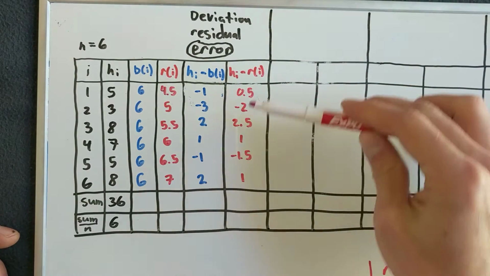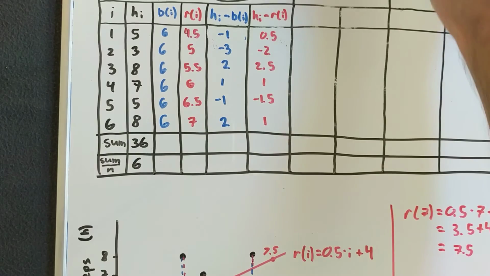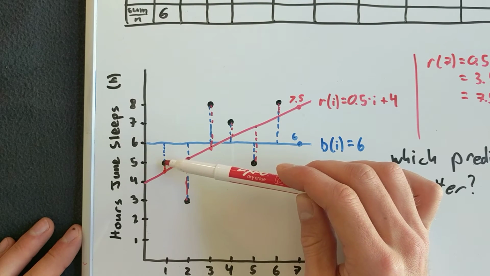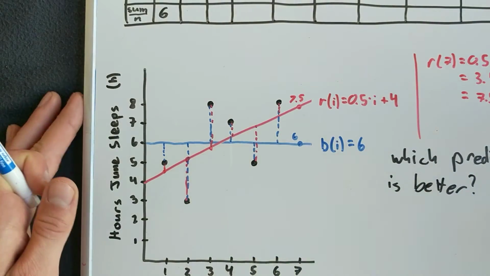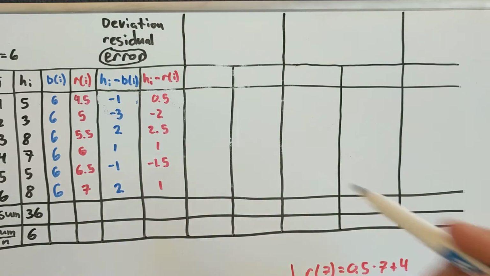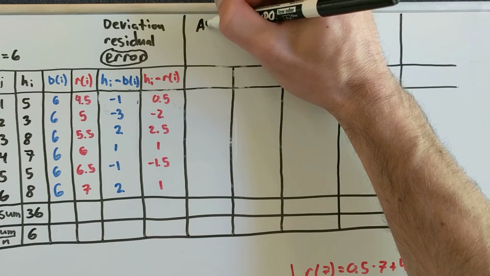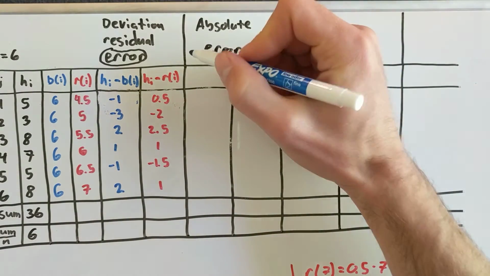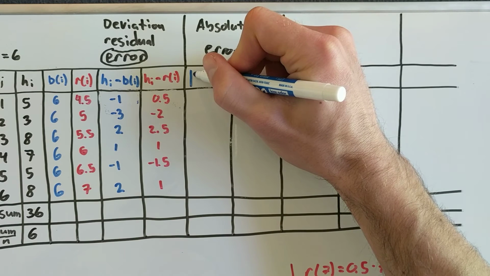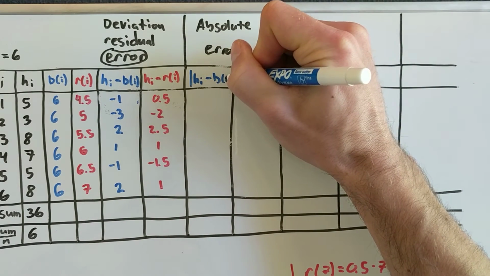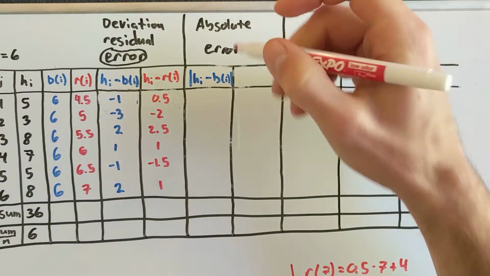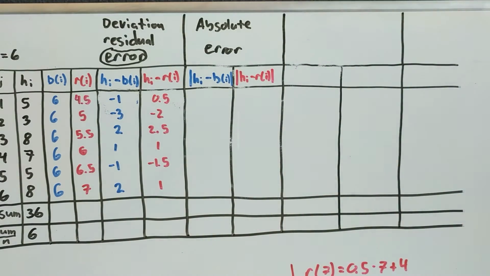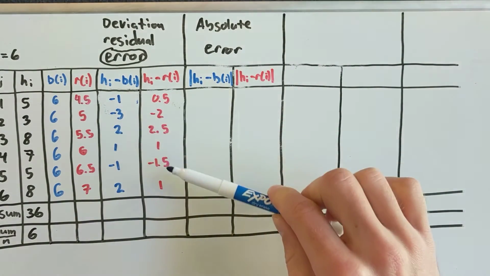I'll pause and do these. So here's the rest of these values. And this is the distance with direction, which doesn't really help us because if a point is below the blue line like this, it's essentially going to cancel the distance of a point that's above the blue line like this one. So what we want to do now is, instead of the raw error, we're going to take the absolute error, which is defined mathematically as the absolute value of h sub i minus b of i. And for red, it's going to be the absolute value of h sub i minus r of i. All we have to do is take the absolute value of these, so you remove the minus sign.